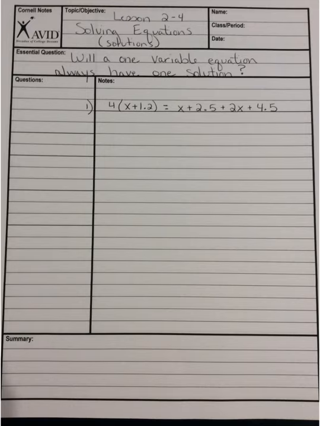And as I draw my line down the equal sign, I have no subtraction that I need to change. Step 3 is to apply that distributive property. So I'm going to apply the distributive property on the left-hand side, and I end up with a 4x plus a 4.8 equals, and I'm going to bring everything else down, x plus 2.5 plus 2x plus 4.5.